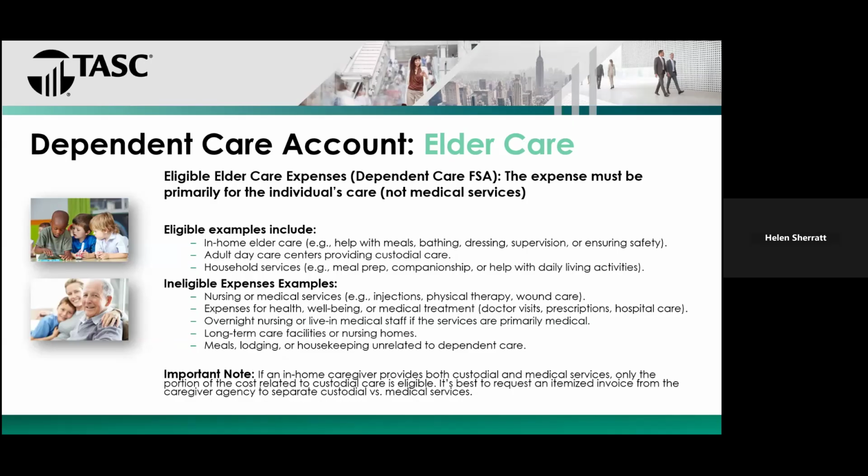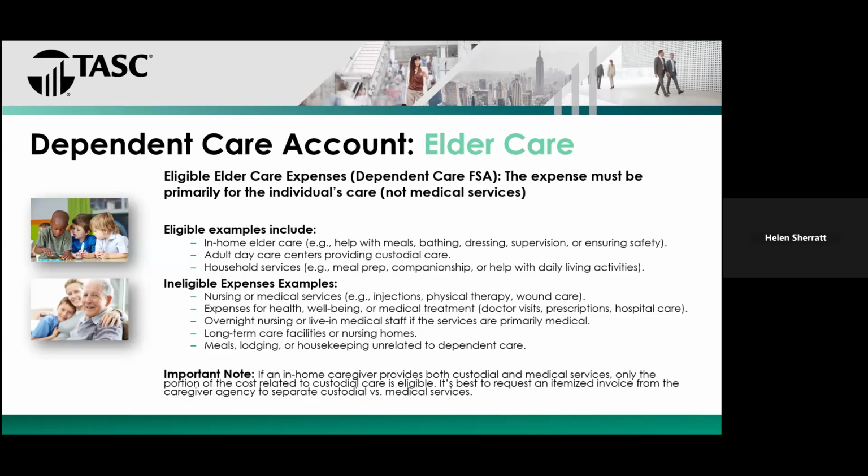And there's also a little bit more on the elder care. Now, the elder care must be primarily for the individual's care. It cannot be used for medical services. So examples of that, which are on the screen as well: in-home elder care, help with meals, bathing, dressing, supervision to ensure safety, adult daycare centers, household services, meal prep, companionship. Those are really good things for this account, but it cannot be anything medical related.